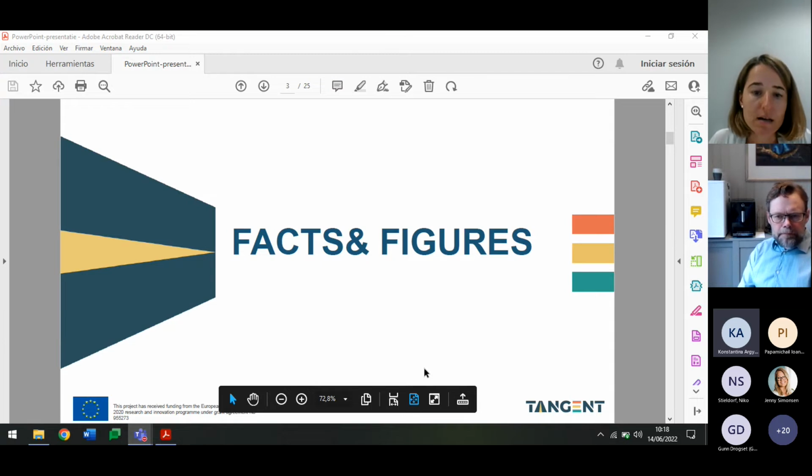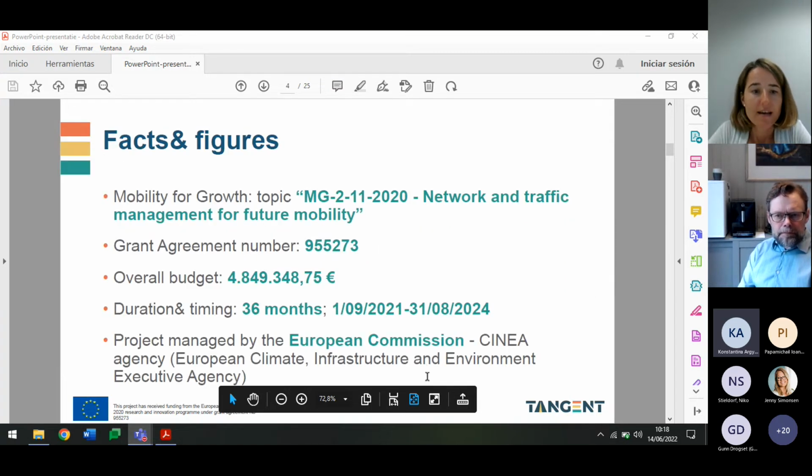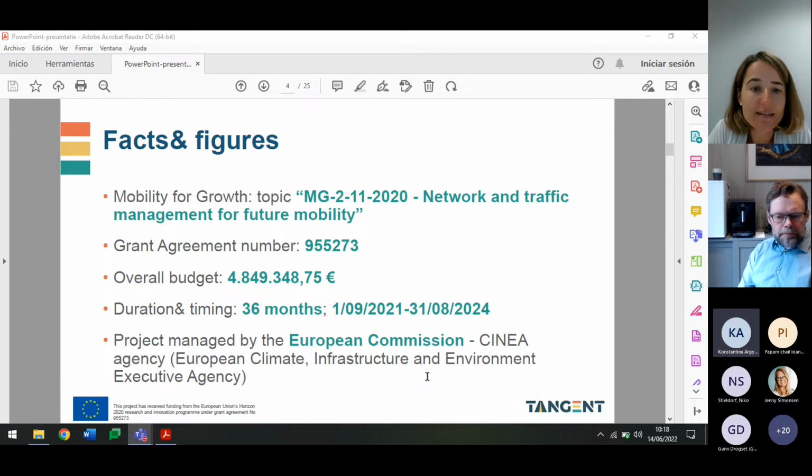Okay, so going through the facts and figures, Tangent was presented to the same topic as the other sister projects in the call of 2020 for Mobility for Growth, for network and traffic management for future mobility. It has an overall budget of almost 5 million euros, a duration of 36 months, and the project started on the 1st of September 2021 and is managed by the FINEA agency from the European Commission.